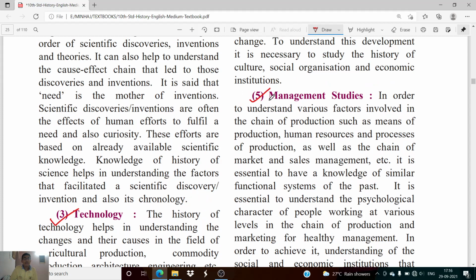Okay, definitely, when we talk about the industrial or commerce sector, there comes the labor force, there comes the management.